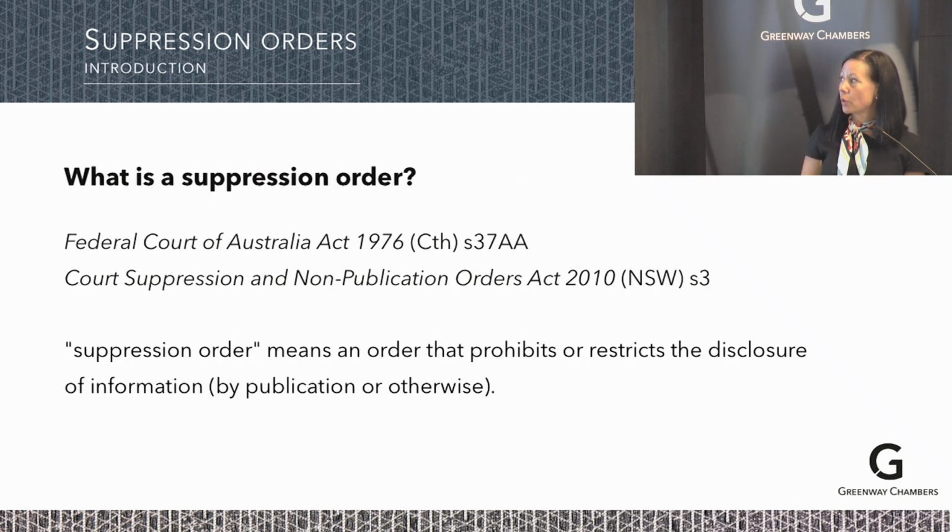So what's a suppression order? If you're practicing in New South Wales, whether you're in the Supreme Court or the Federal Court, these are the two statutes you need to have a look at. Federal Court of Australia Act, Section 37AA, and the Court Suppression and Non-Publication Orders Act in New South Wales. Now, they both contain that same definition. A suppression order means an order that prohibits or restricts the disclosure of information by publication or otherwise. So that's our starting position.